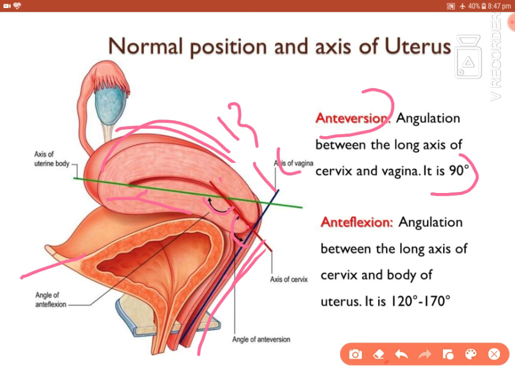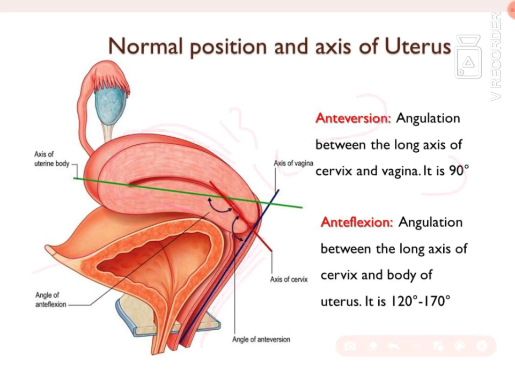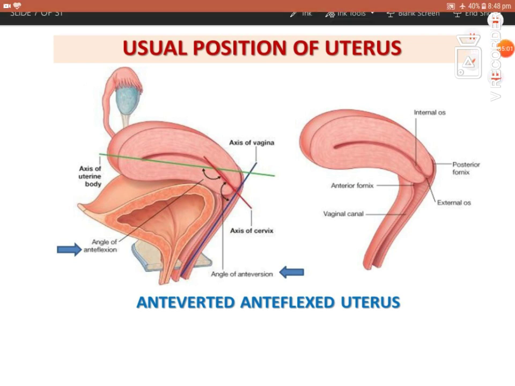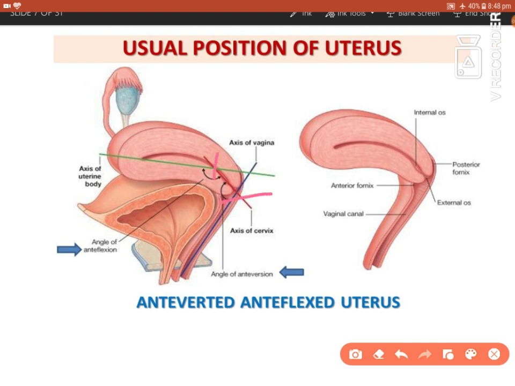This angle is important. It prevents the uterus from sagging down into the vagina. So here also, same, that is the angle of anteversion and the angle of anteflexion, forwards and downwards towards the urinary bladder.